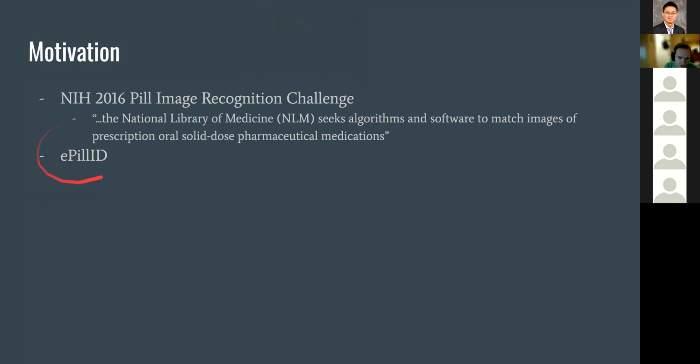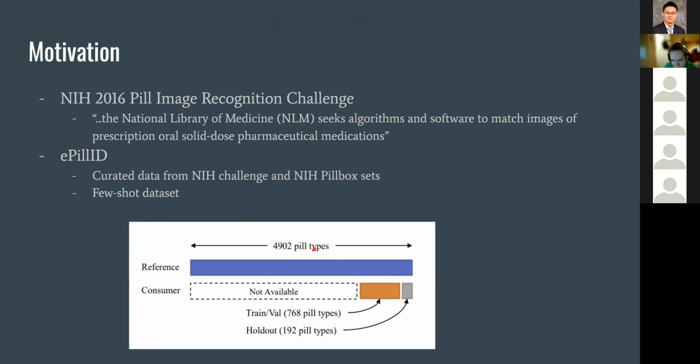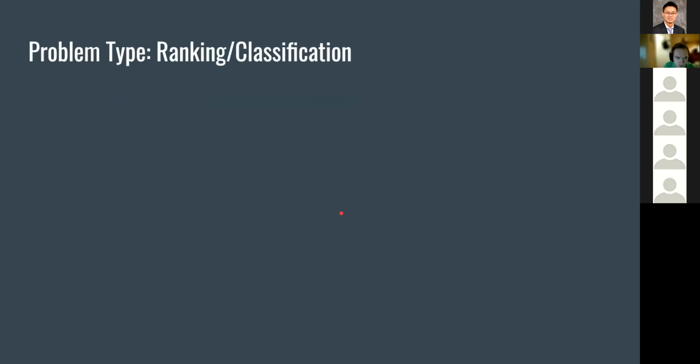After that, there was another benchmark created called ePillID, which is the one that I'm targeting. This used curated data from that challenge and another data set owned by them. And it is a few shot data set, a lot like the original, which means that you're given a limited amount of data in order to make your predictions. For here, all you need to know from this is the number of consumer images that you're given is extremely limited. And also the number of images in the data set as a whole is a lot less than ImageNet or any of those other benchmarks normally used.